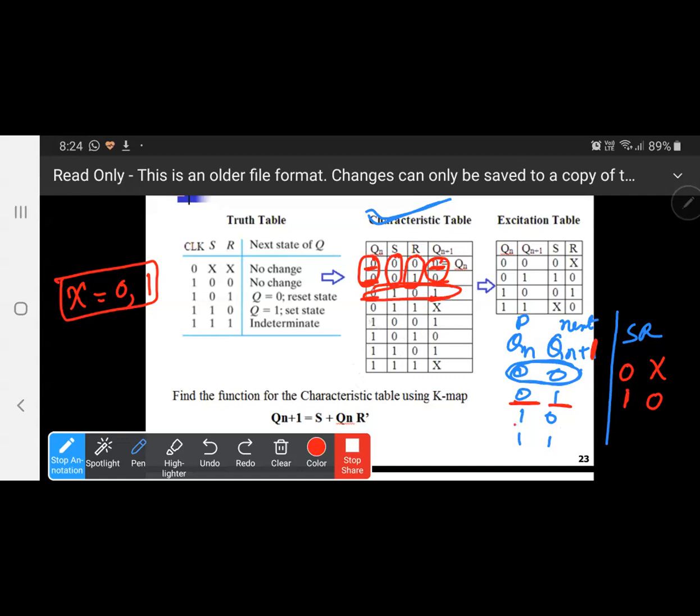Now the other one, 1 and 0. This is the 1 and 0 condition. What is the value of S? S is 0 and R is 1. Clear or not? Okay.